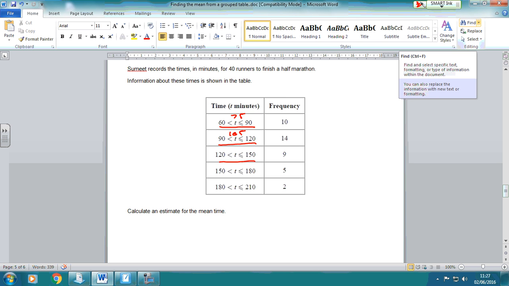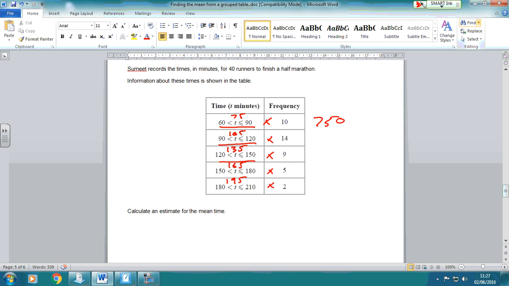Gap of 30, half of that is 15. Going 15, that's going to be 135. Do the same again, 165. Same again, 195. So once we've got the midpoint, we multiply. So 75 times 10 is 750. 105 times 14 is 1,470.